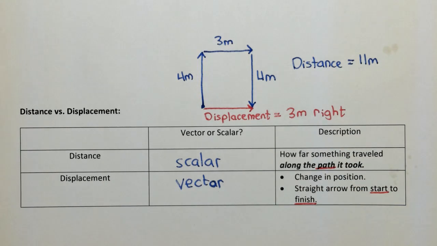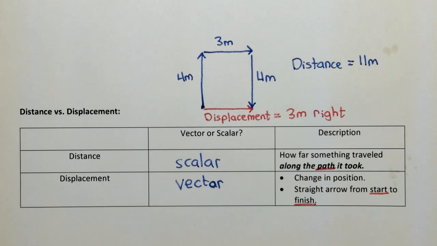So hopefully that gives you a good sense of what the difference between a vector and a scalar is, how to do some simple math with vectors, how to add them, and how to draw them, and also a sense of the first two physics quantities. We're going to be talking about distance and displacement, how they're similar, and how they're different.